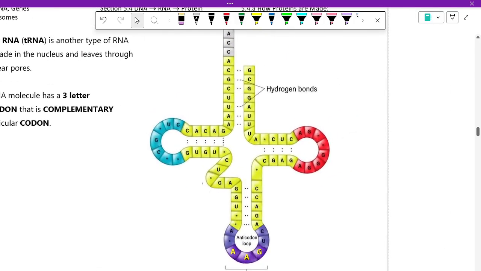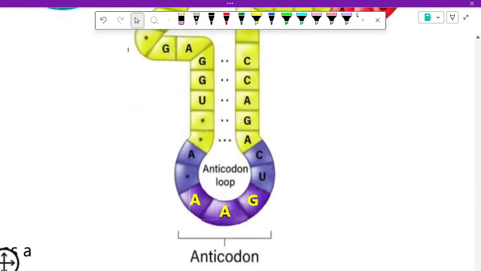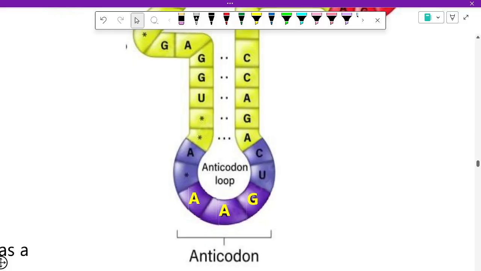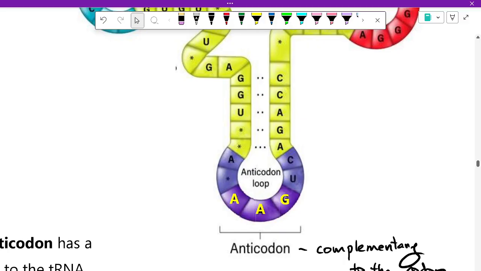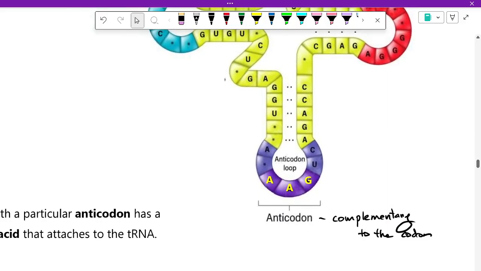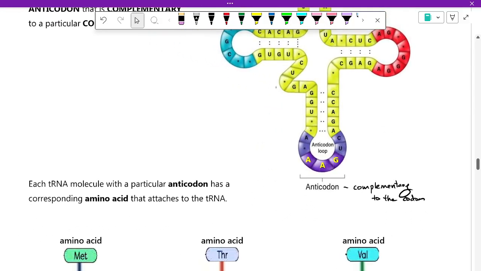And at the bottom of the T-like structure, there are 3 letters, and that is the anticodon. The anticodon is complementary to the codon. And for every anticodon, they have a specific amino acid.